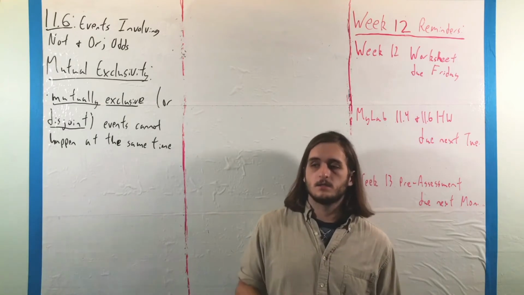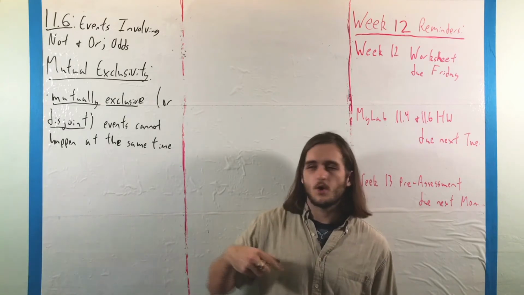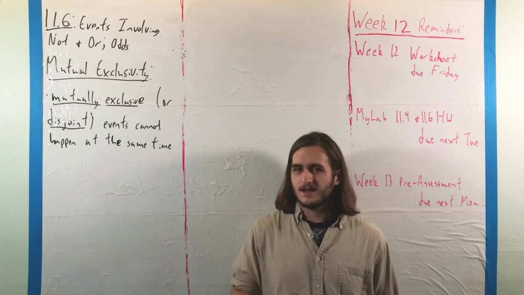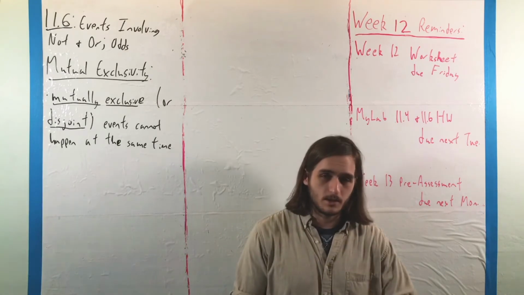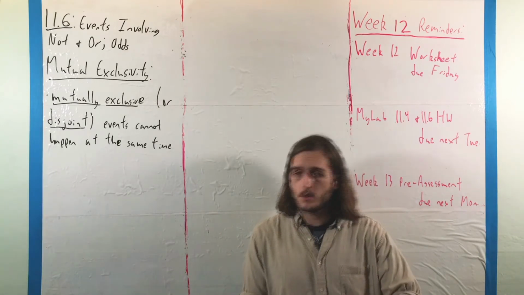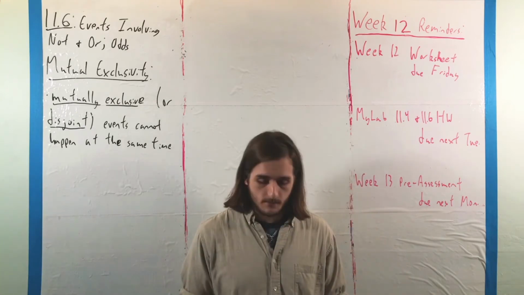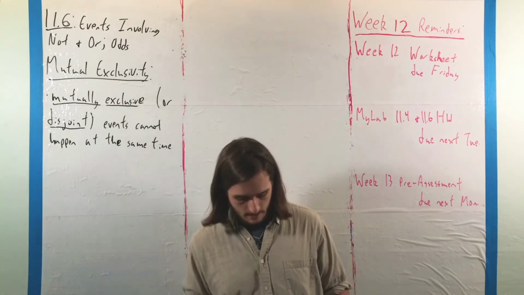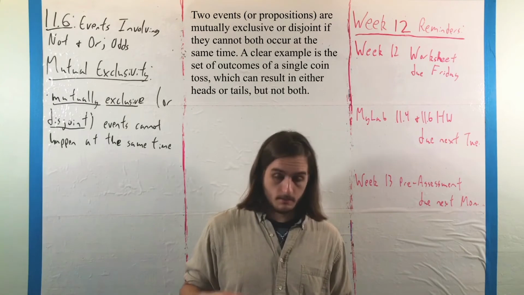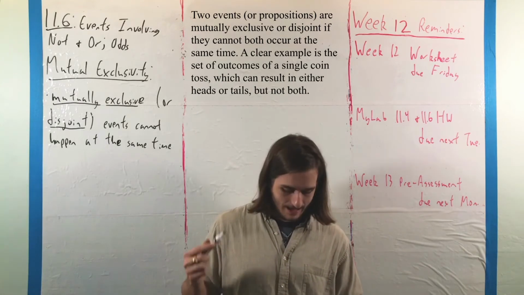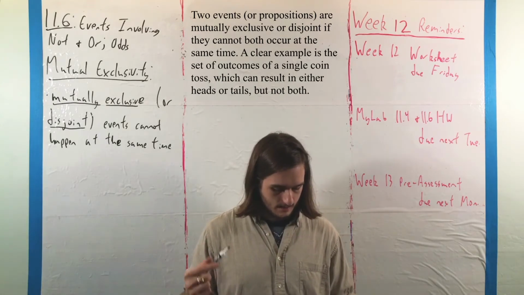And because with those options, you can only get one at a time, you can't possibly have more than one at once, we would call them mutually exclusive or disjoint, where we say events are mutually exclusive if they cannot happen at the same time.